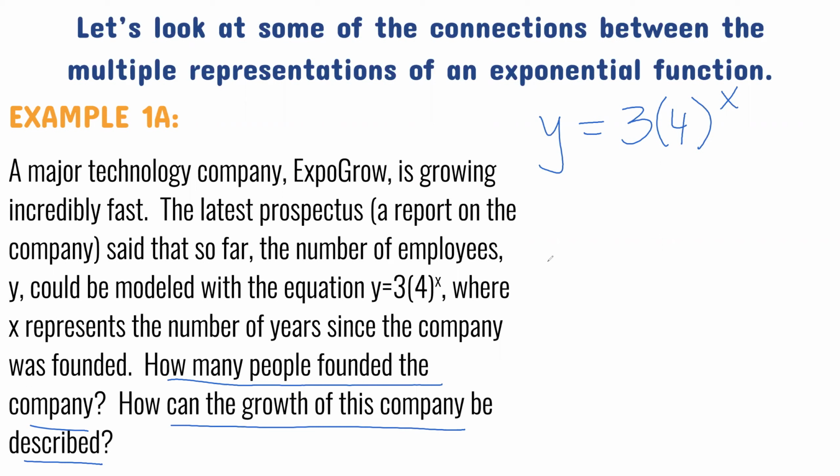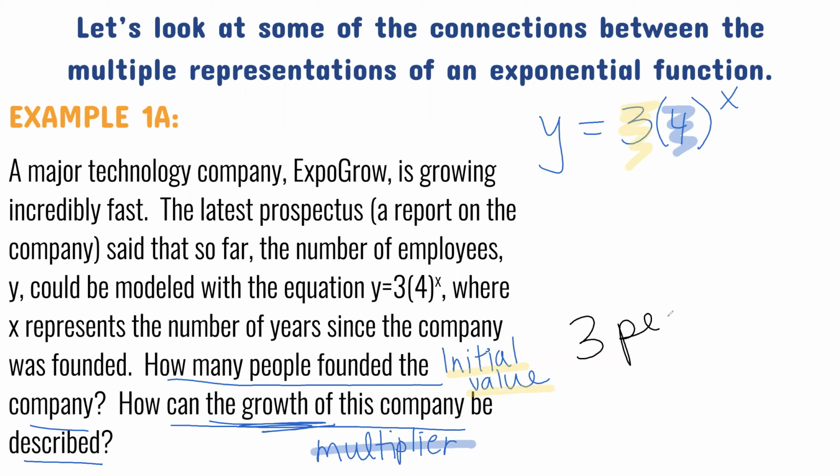How many people founded the company? That's asking for your initial value. How many people started the company? What is the growth? That is your multiplier. And these are so easy to find in an exponential function. Because on the previous slide and in your notes, you know that 3 is the initial value, and you know that 4 is your multiplier. And so how many people founded the company? 3 people founded the company.